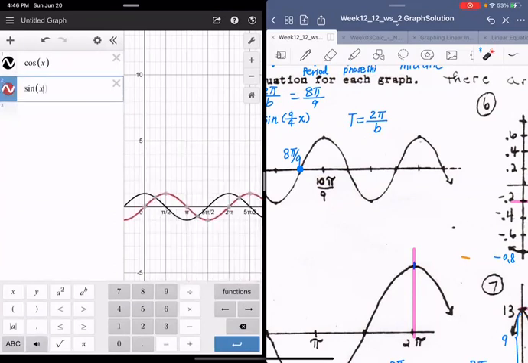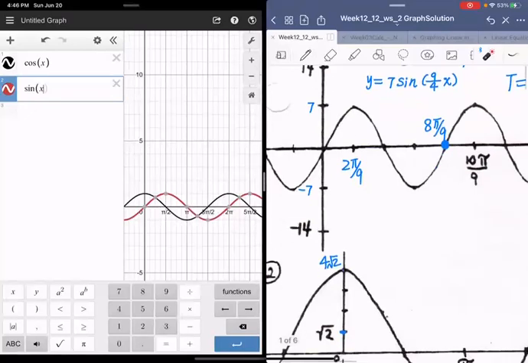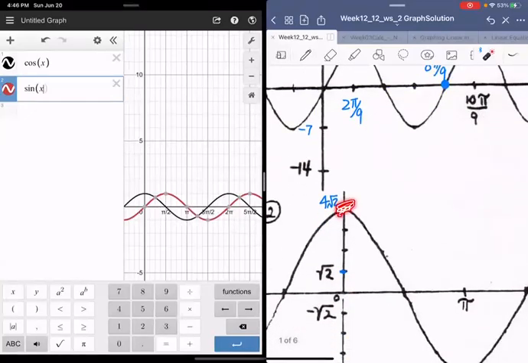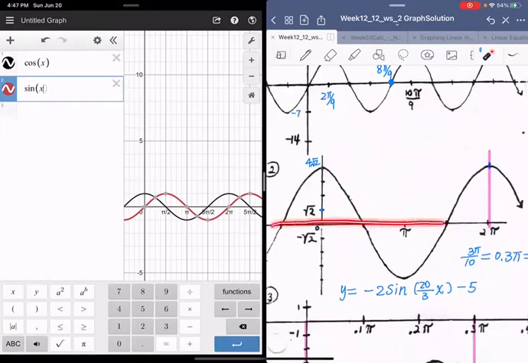If you see a graph starting from the midline position, you probably want to choose sine. But if you see a graph starting from the maximum position, you probably want to choose cosine. Again, we check the midline. This is square root 2, 2 times square root 2, 3 times square root 2, 4 times square root 2. This is the opposite direction.